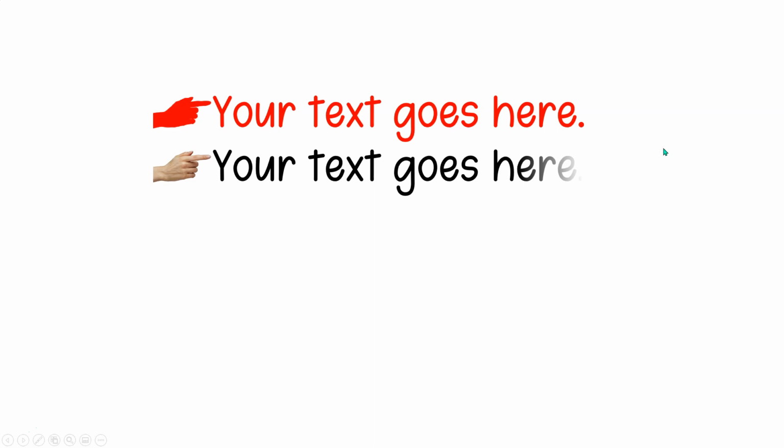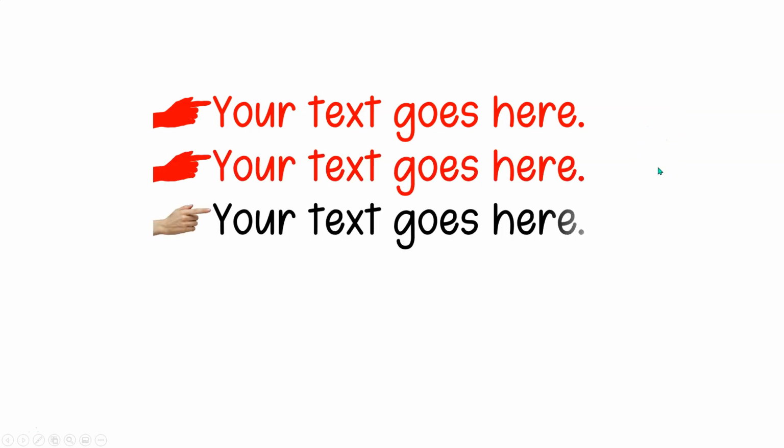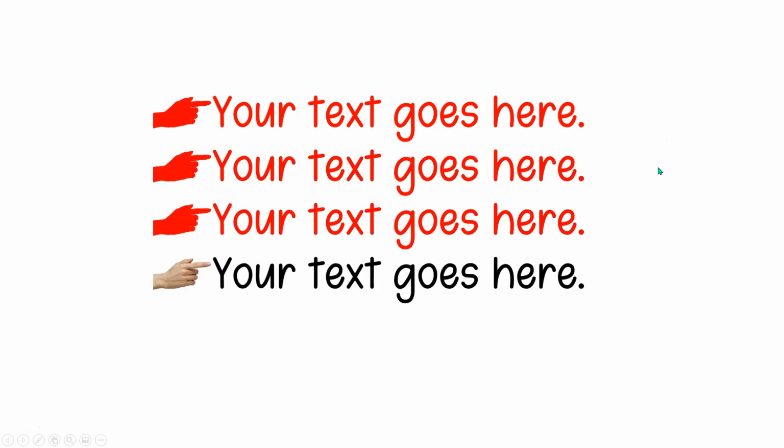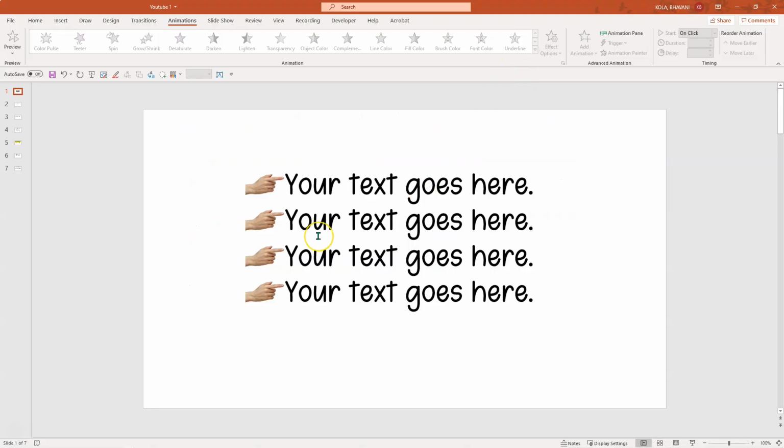And as you can see, as soon as I click, the color of the first bullet point changes, and then I'm going to click again. There you go. One more time, and there you have it. Now let's go ahead and take a look at the variation of changing colors.